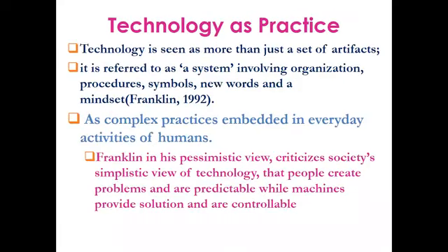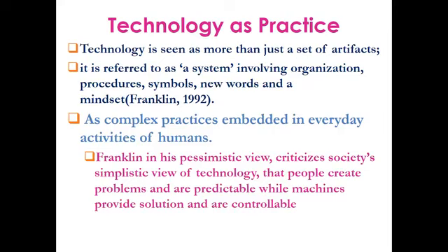And the third is when technology was seen as practice. Technology is seen as more than just a set of artifacts. So they move from seeing it as just an artifact, and then began to refer to it as a system, which involves organization, procedures, symbols, new words, and a mindset. And I believe that you, IT students, will understand this better, the things that it goes through before you arrive at an artifact. This school of thought calls it a system. Talking about organization, you have to have some elements of organization, procedures, symbols, new words, and the mindset. This is by Ursula Franklin.